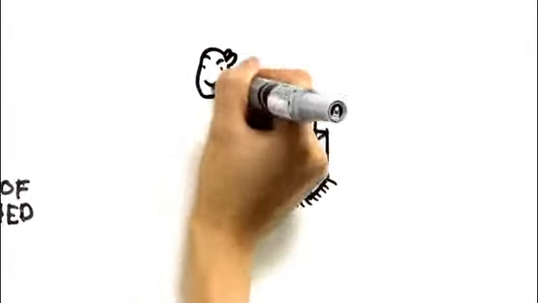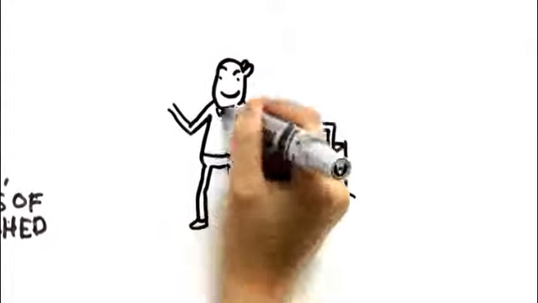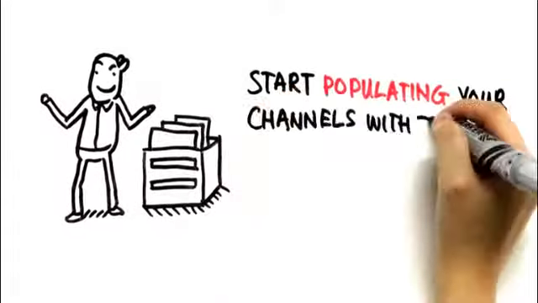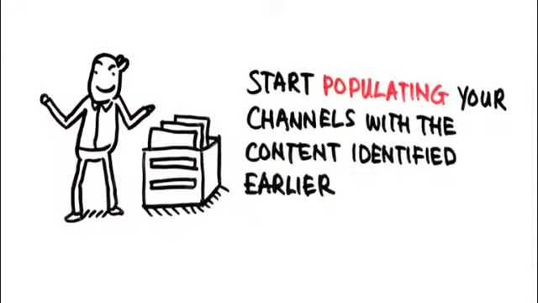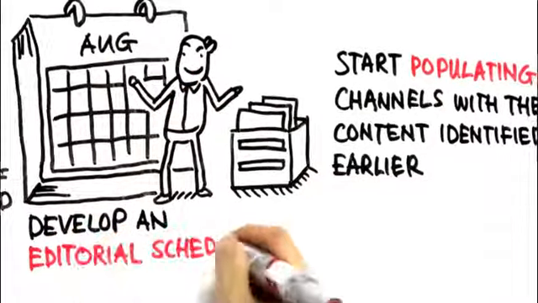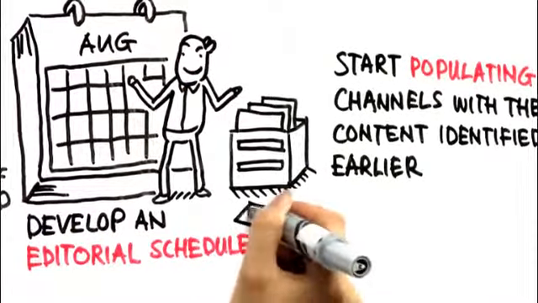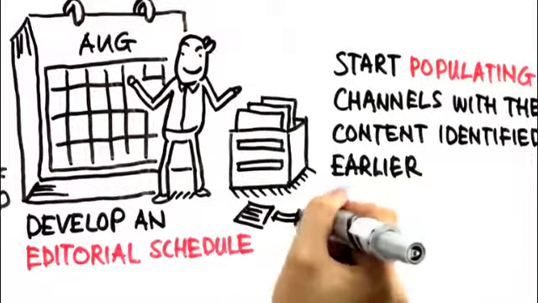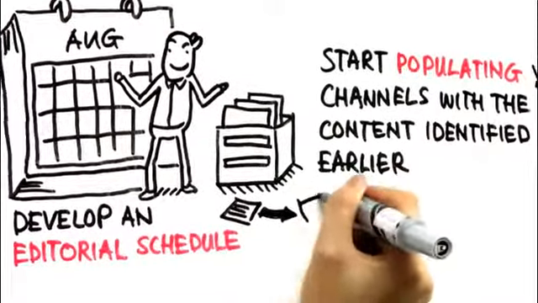Now, you wouldn't want your audience to walk into a ghost town or into a room where the paint's still wet. Start populating your channels with the content identified earlier. To ensure momentum does not flag, develop an editorial schedule. Identify who will contribute and ensure someone's following up with them in a timely manner.